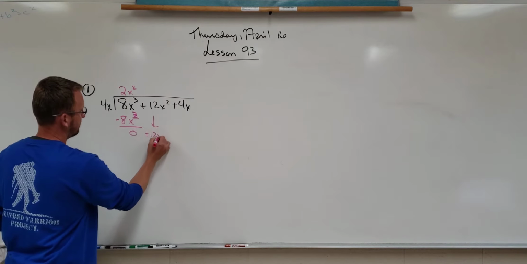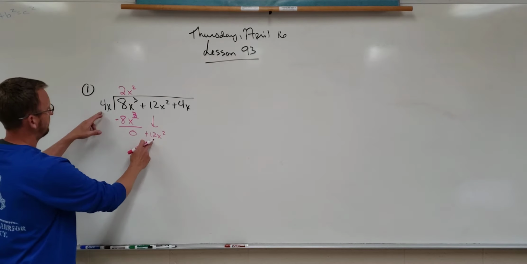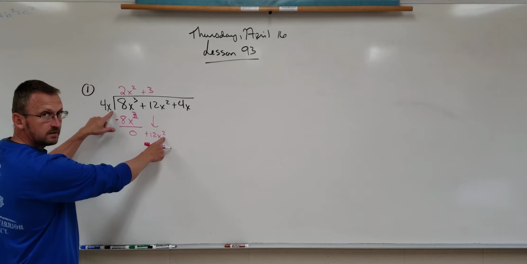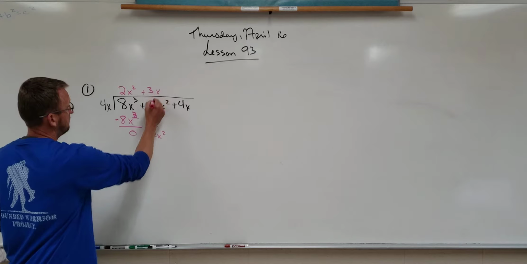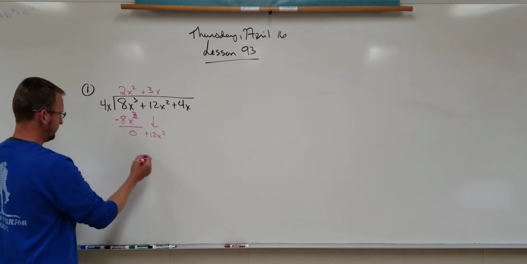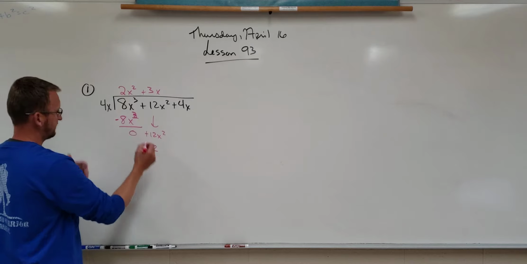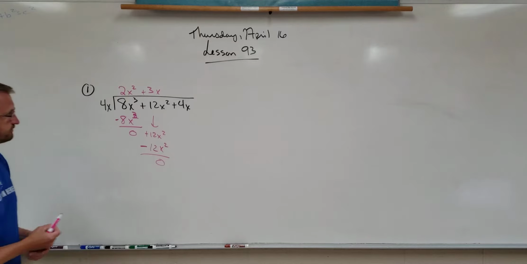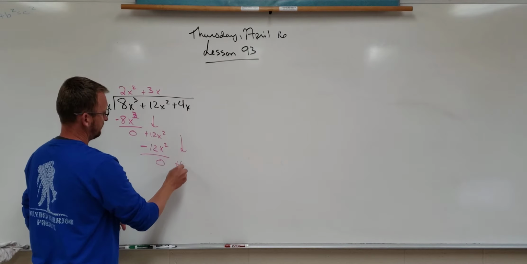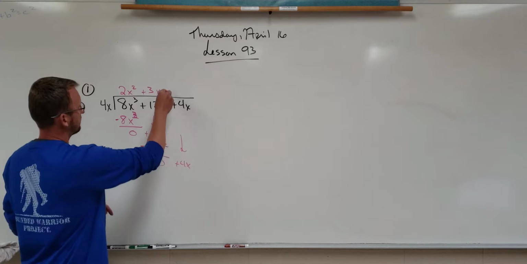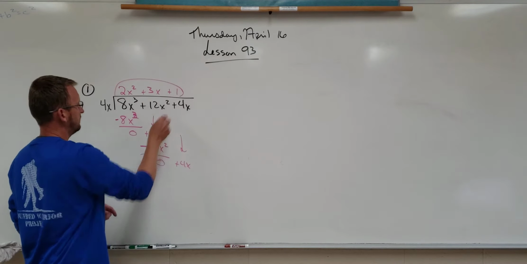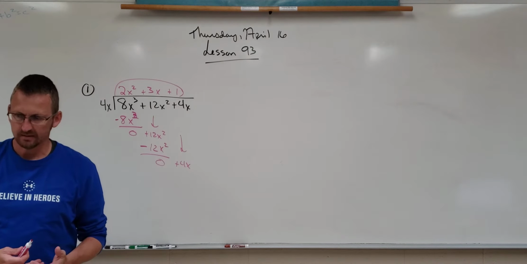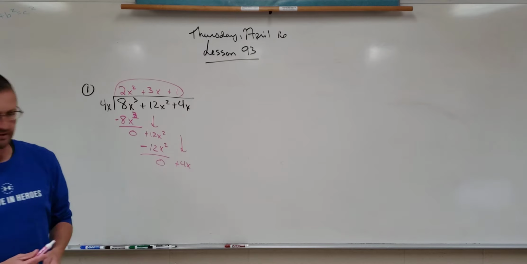Bring down positive 12x squared. 12 divided by 4, 3. x squared divided by x, we subtract, is x. 3 times 4, 12. x and x squared, subtract, 0. Plus 4x. 4x divided by 4x is 1. That's our answer. So you're dividing, keeping in mind, you subtract exponents.